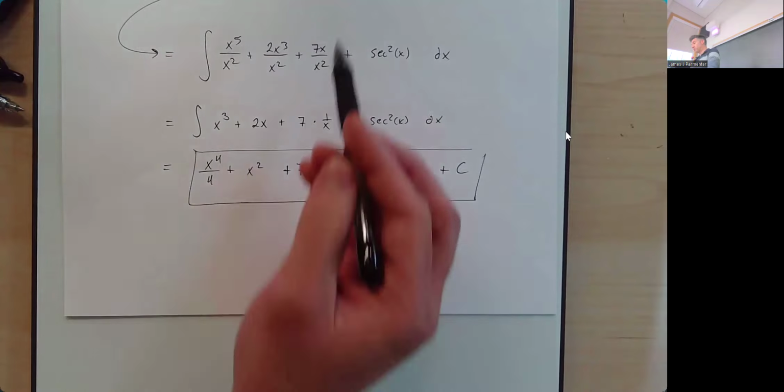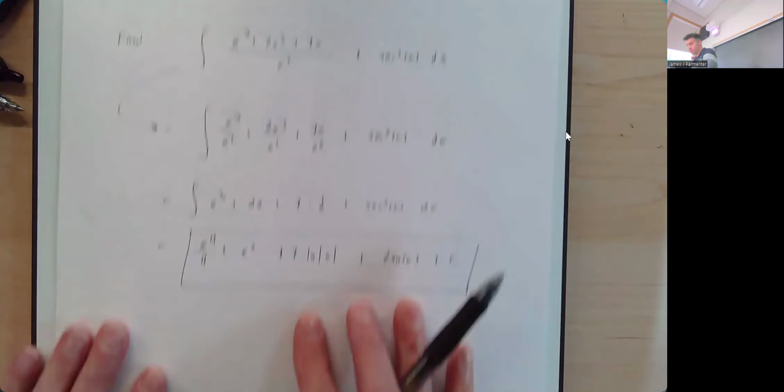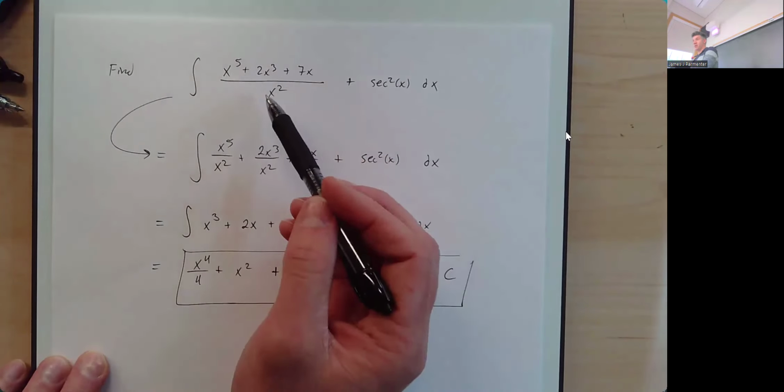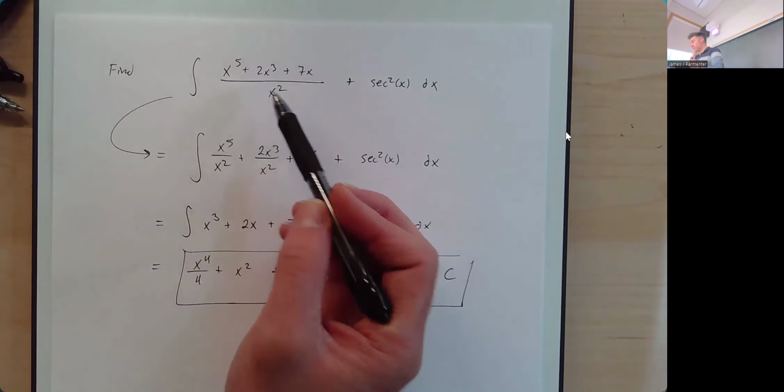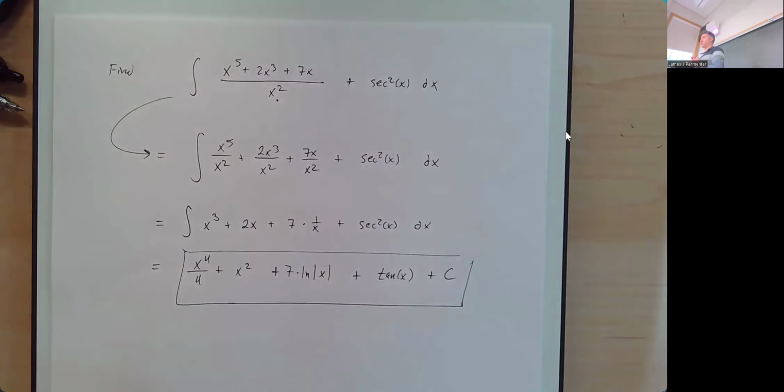So if you have a rational expression like this, and the denominator has a single term, it is often the right thing to divide each thing in the numerator by that single term. So then you have just a bunch of powers of x to deal with.